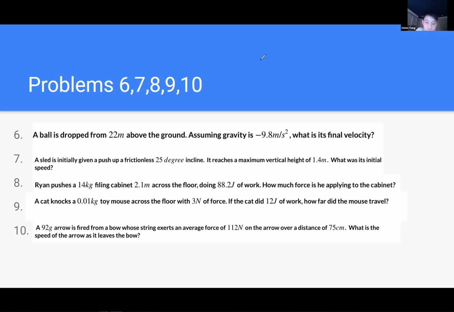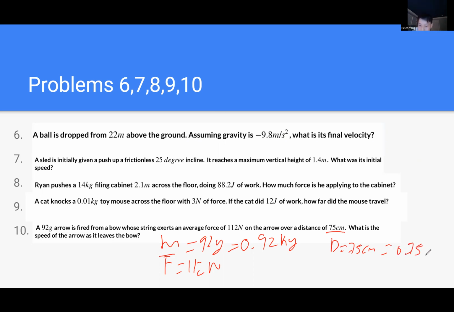And finally, question 10. First, you're given that the mass of an arrow is equal to 92 grams. But in physics, we usually change the 92 grams to kgs, so it would be 0.92 kgs. And it exerts an average force of 112 newtons over a distance of 75 centimeters. And again, we would change that to meters, so it would be 0.75 meters.